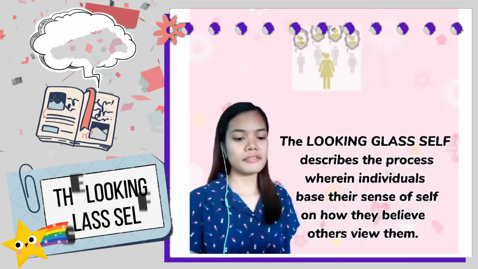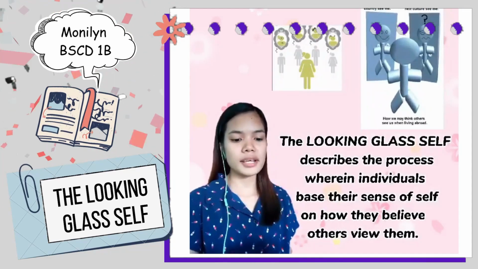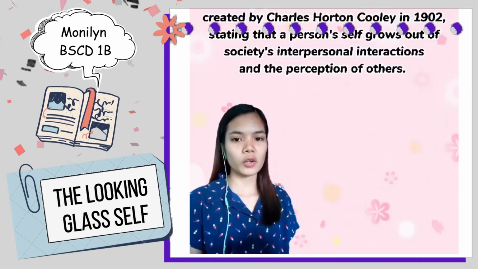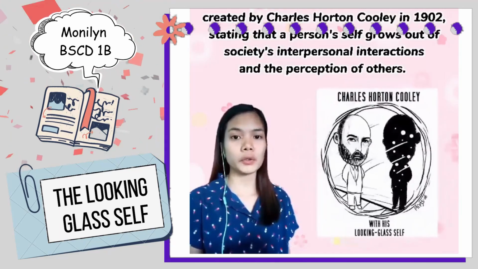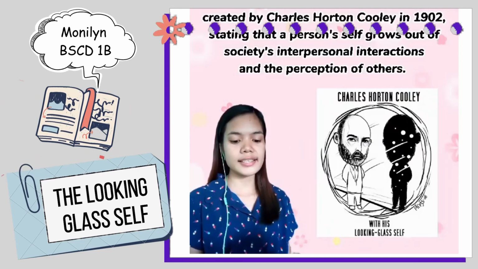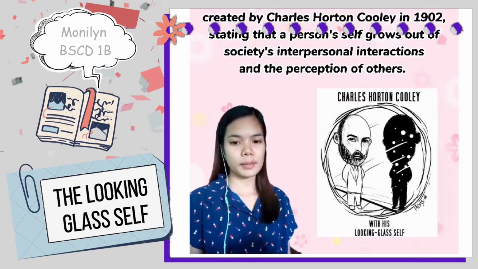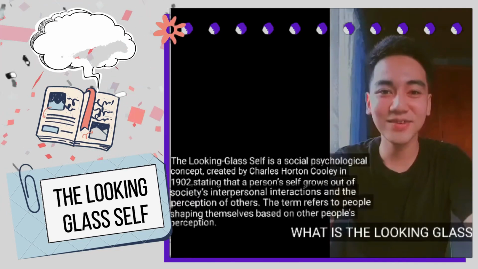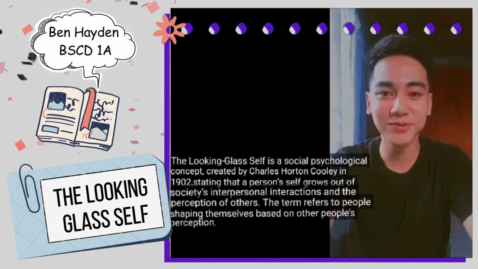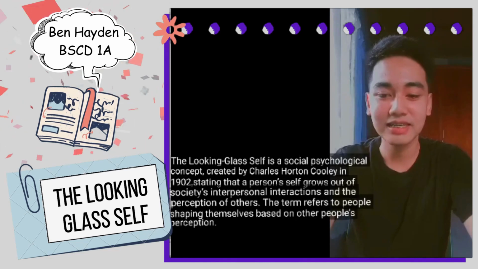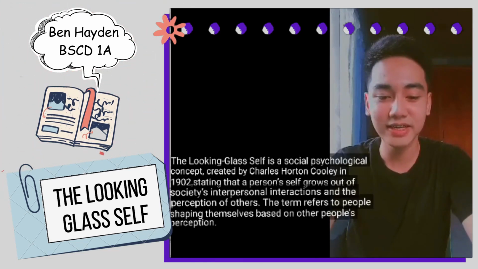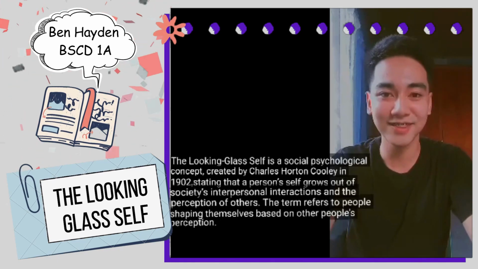The looking glass self describes the process wherein individuals base their sense of self on how they believe others view them. It is a social psychological concept created by Charles Horton Cooley in 1902, stating that a person's self grows out of society's interpersonal interaction and the perception of others.